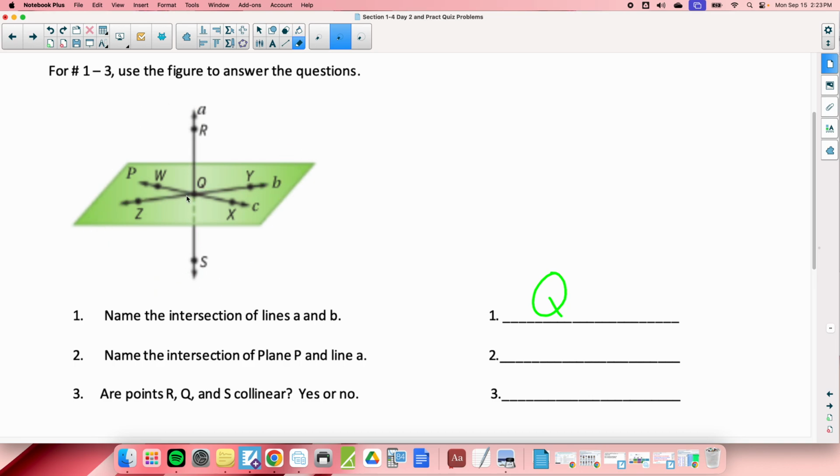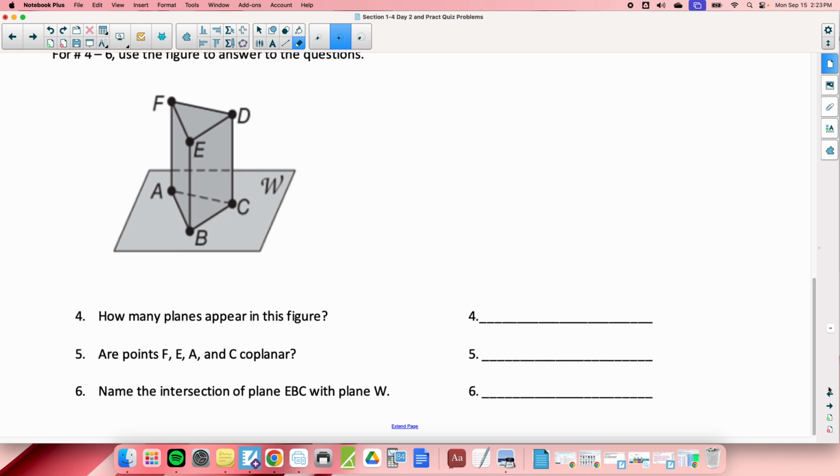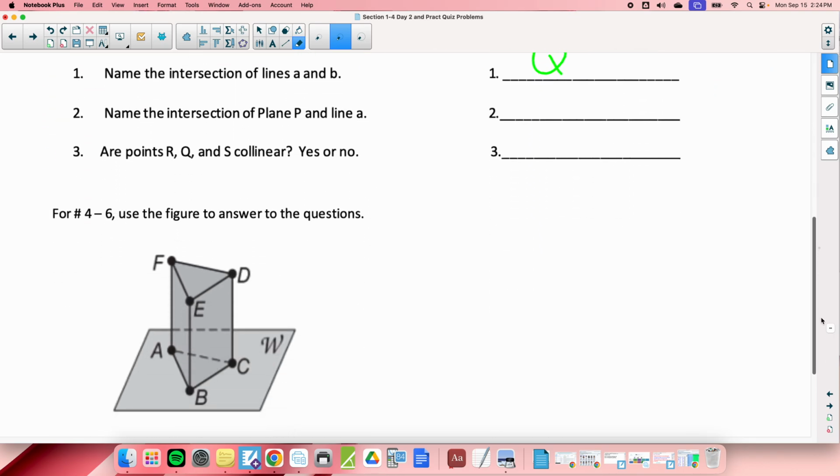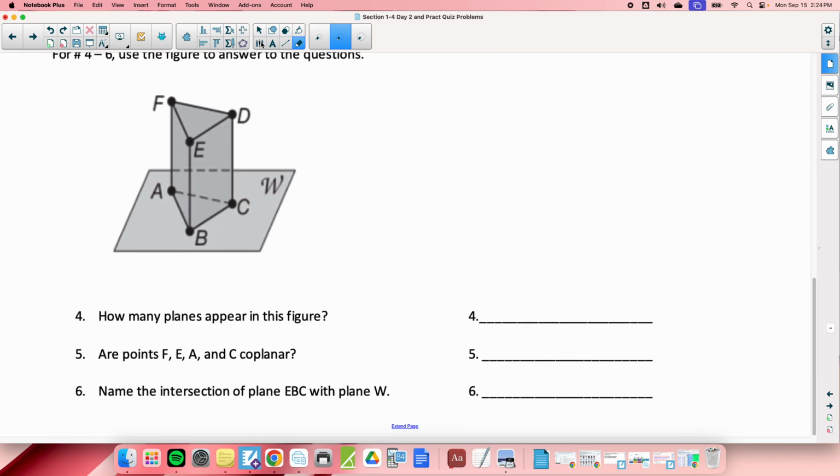Now, any others that you see that you might have questions on that page? We're good? Okay, let's go here. Here is where we have to draw some figures. Number 5. Coplanar means in the same plane. So we have F, E, A, and C. Could you draw one plane that contains all of those points?